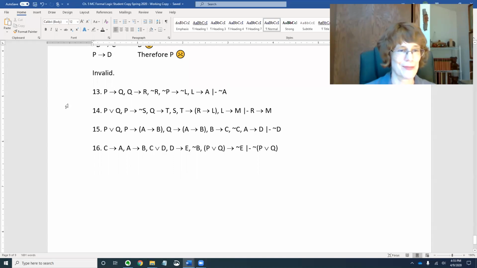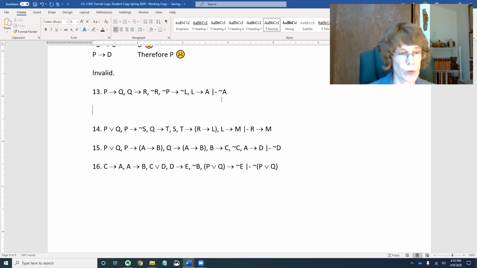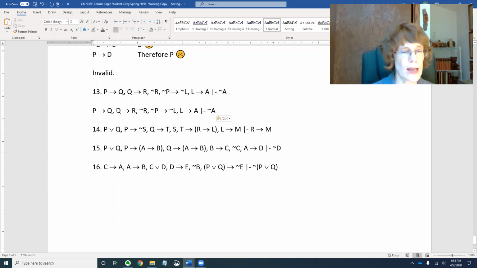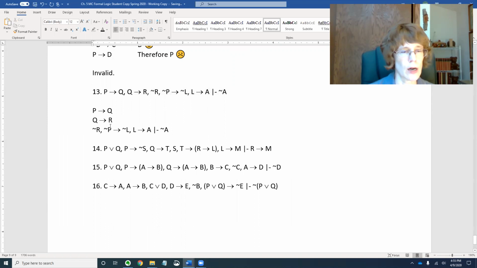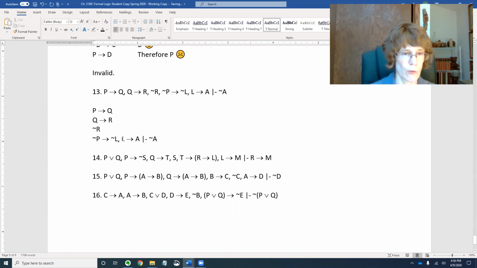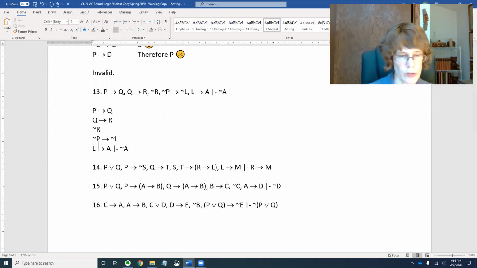Number 13. Again, just going to write this in the vertical way. You might be asking yourself, Warren, why did you even present them to us vertically if you're just going to waste our time and your time transposing them? Why don't you just give them to us vertically?